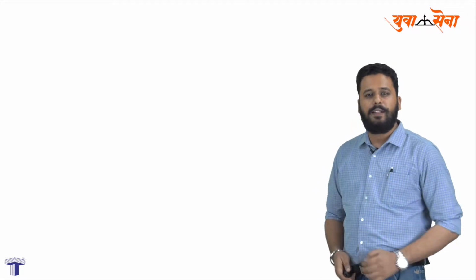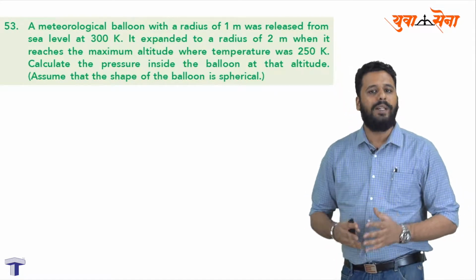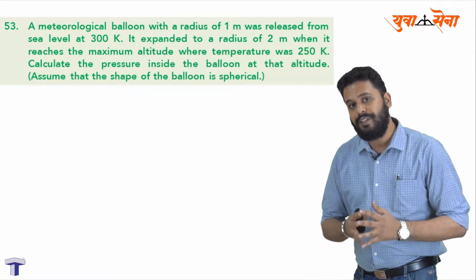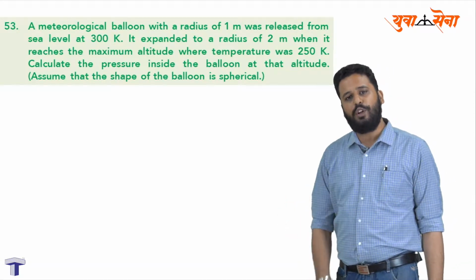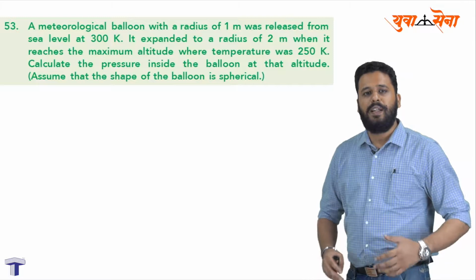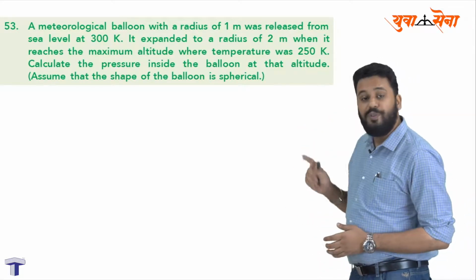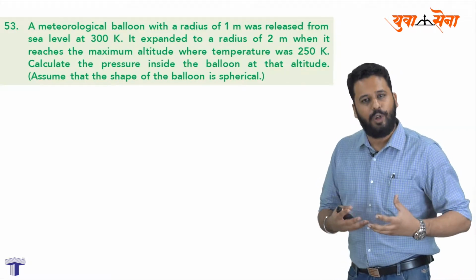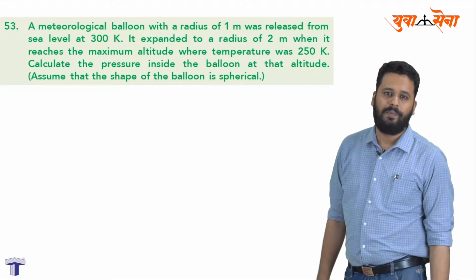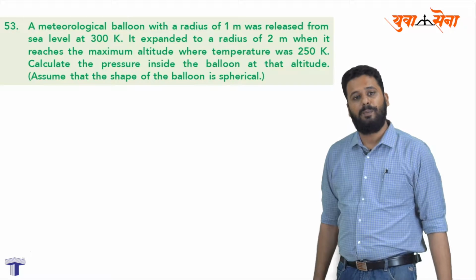Hello students, question number 53 states that a meteorological balloon with a radius of 1 meter was released from the sea level at 300 Kelvin. It expanded to a radius of 2 meter when it reaches its maximum altitude where the temperature was 250 Kelvin. We have to calculate the pressure inside the balloon at that altitude, and we have to assume that the shape of the balloon is spherical.